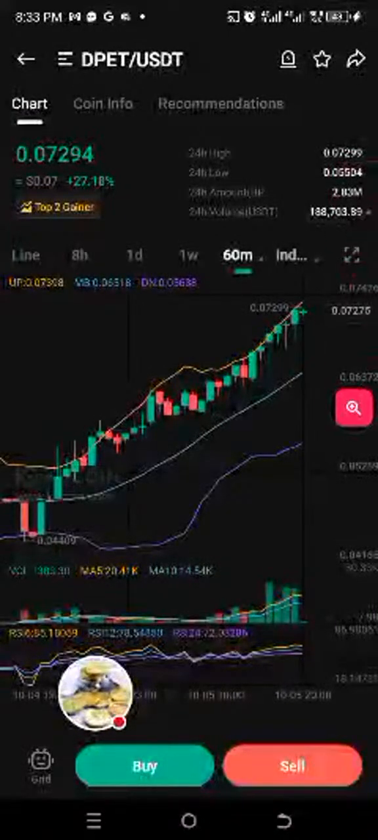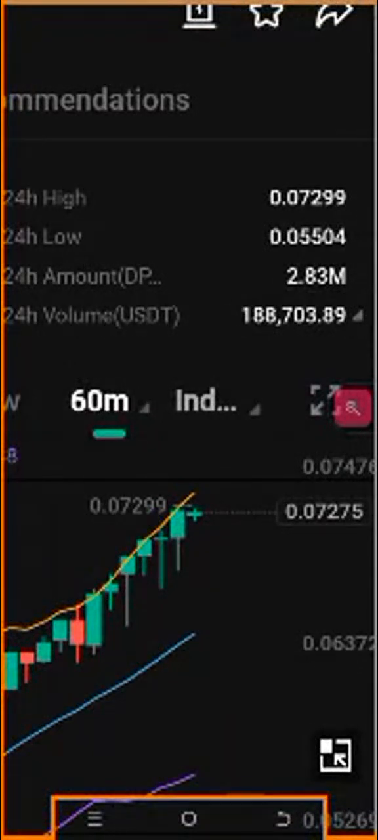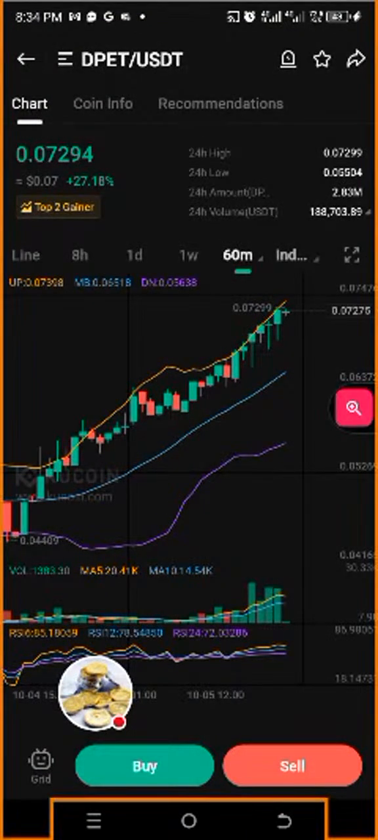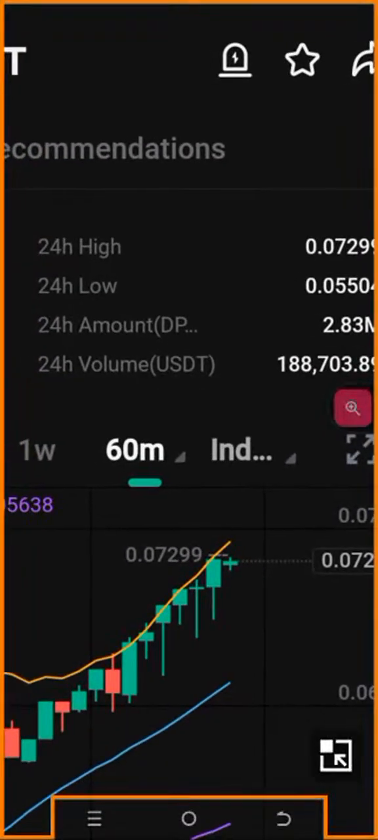Then you take a good look at other things, the different things here. The 24-hour high is currently 0.7299. All right. 24-hour low is 0.55. And what is it currently right now? It's 0.72. Oh, so it's very, very close to the upward trend, right? And then what's the volume? Wow.